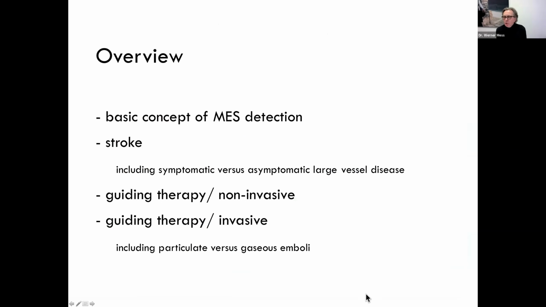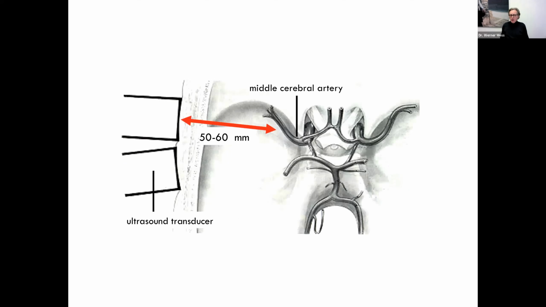Okay, so here is an overview of the talk. First, I will discuss very briefly the basic concept of microembolic signal detection. So what is it? How does it work? And then we go to 3 different fields of applications. The first cluster is stroke, including symptomatic versus asymptomatic large vessel disease. And then guiding therapy, non-invasive and invasive. And the latter also comprises a discussion on particulate versus gaseous emboli.